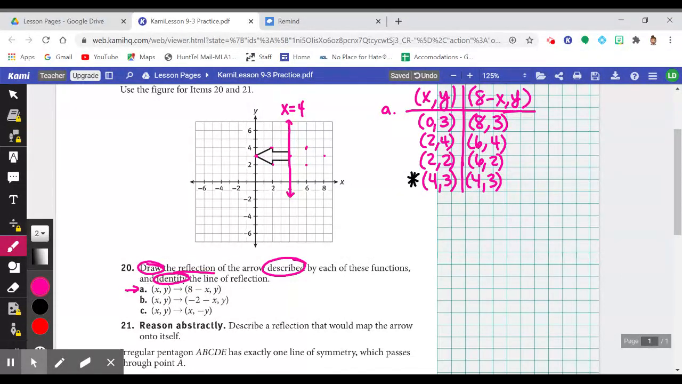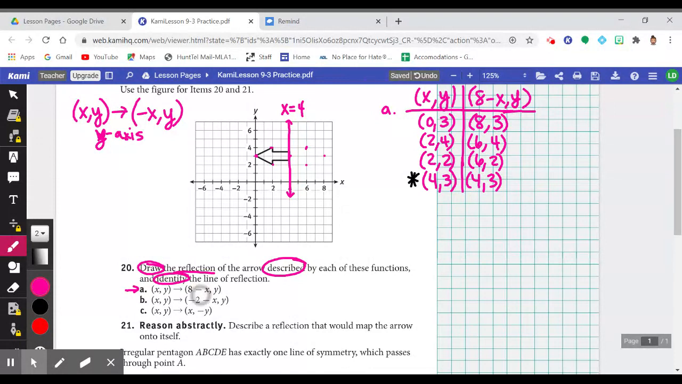So when we see 8 minus x, comma y, we're actually seeing a reflection across the y-axis. I'll tell you why I know that. Because the function for a reflection across the y-axis is x, y goes to negative x, comma y. This is a reflection across the x-axis, or excuse me, the y-axis. It's a reflection across the y-axis when the x changes.